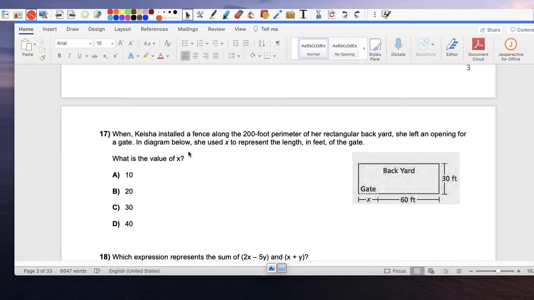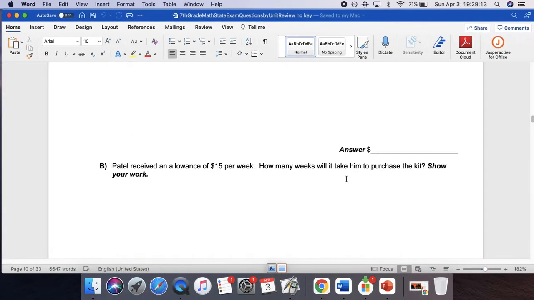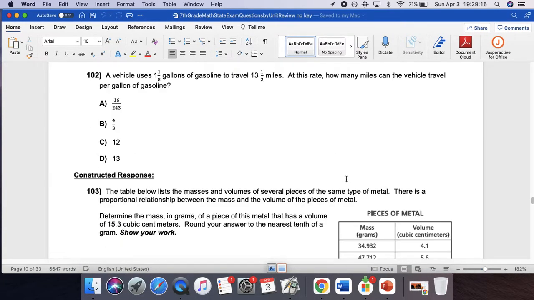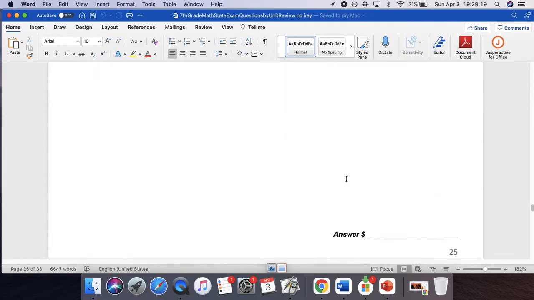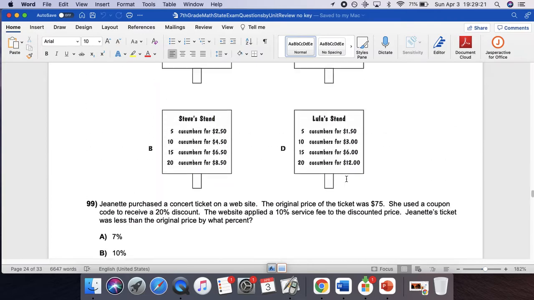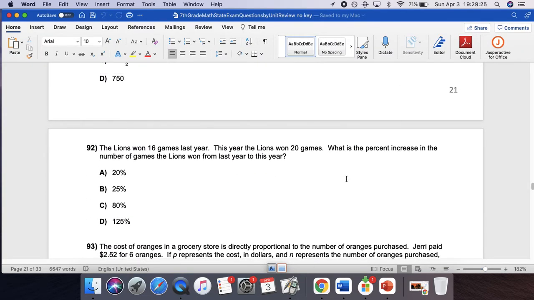90-something, 92, I think. Almost done. Yikes. Hopefully this won't take me a long time. 92, where are you? Come on, come on. Apparently I made a couple of mistakes. Point them out.